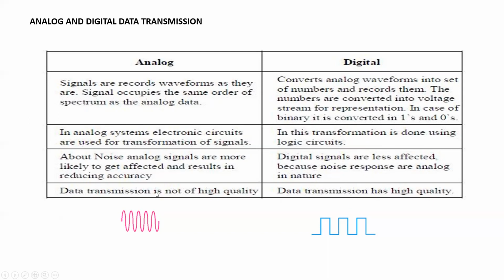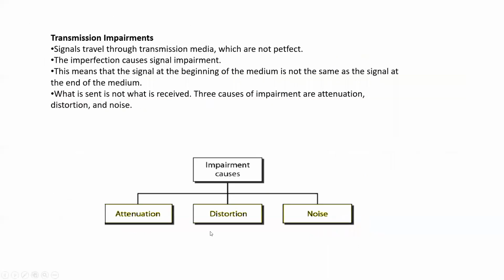Data transmission is not of high quality due to this noise. Here it is of high quality. The analog signal waves may be like this and the digital like this. You can write the difference according to this table. This is what we learn in BSc or 12th, and we can remember these things. So these are the simple ones.